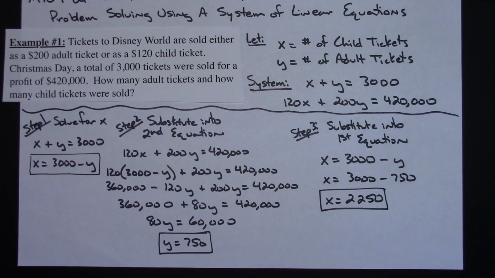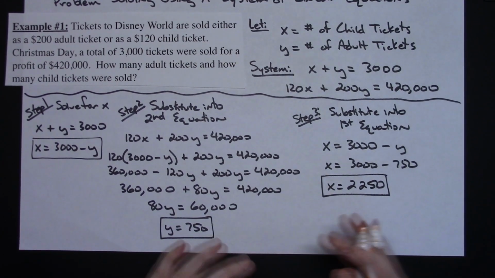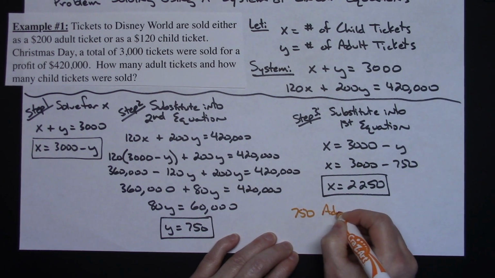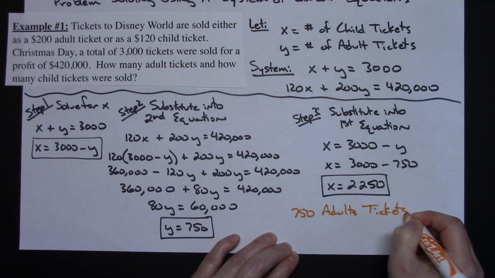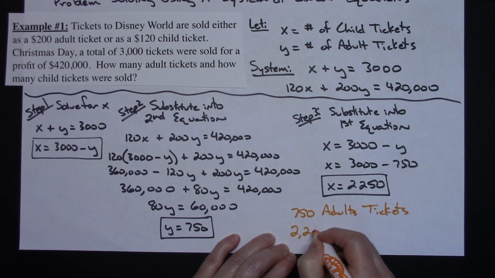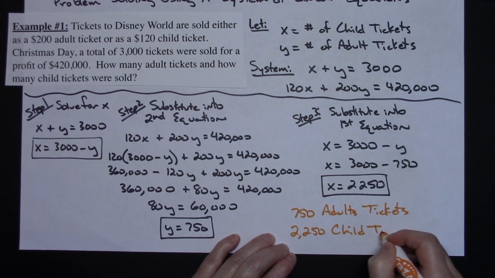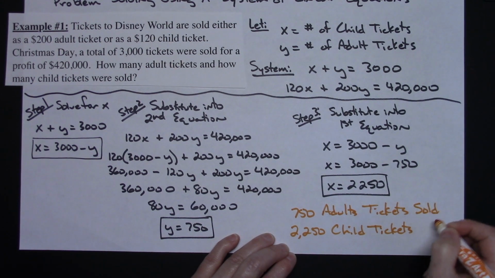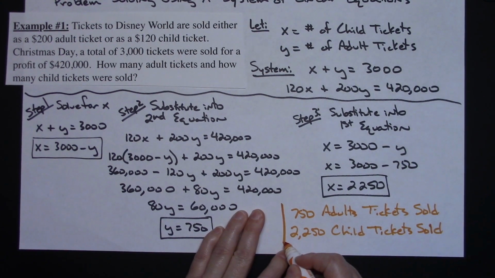Alright, so after you go through and solve one of these, it's good to summarize your answer and put some type of conclusion out here. So I might write 750 adult tickets, and then I would probably write 2,250 child tickets. And if we want to be even a little more specific, we should say tickets sold, because that's how many tickets were sold.